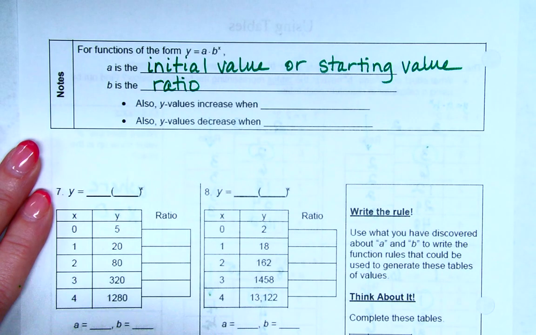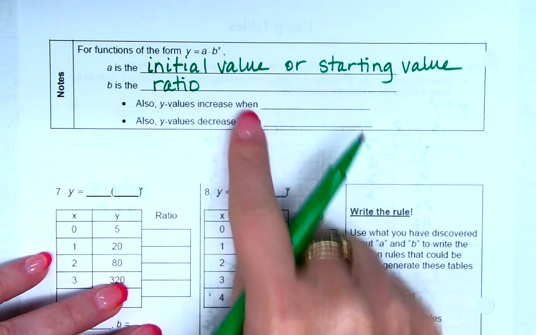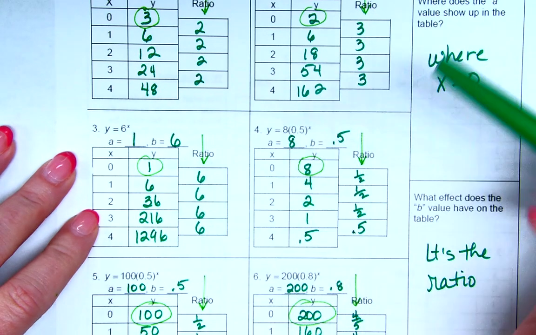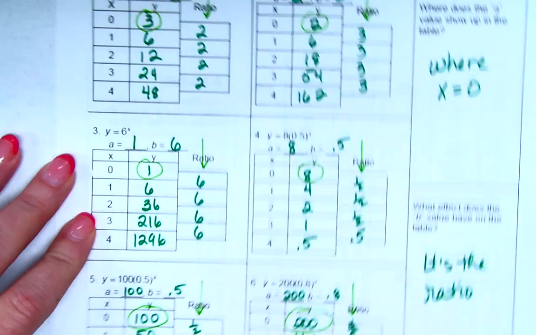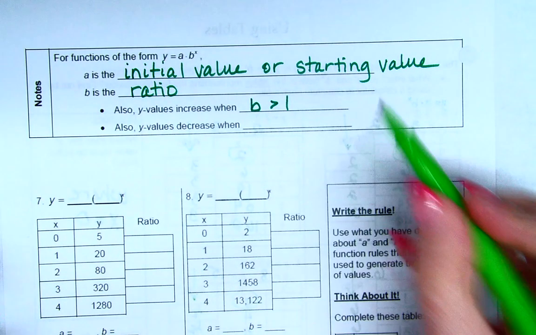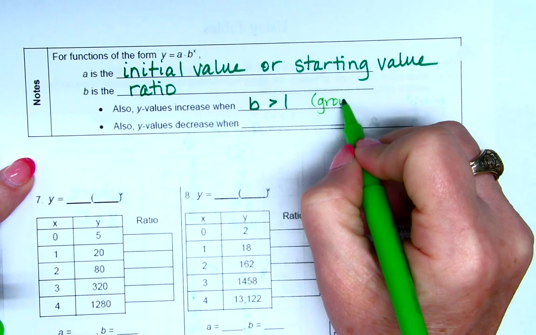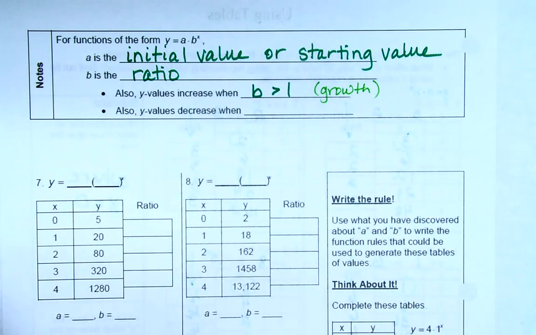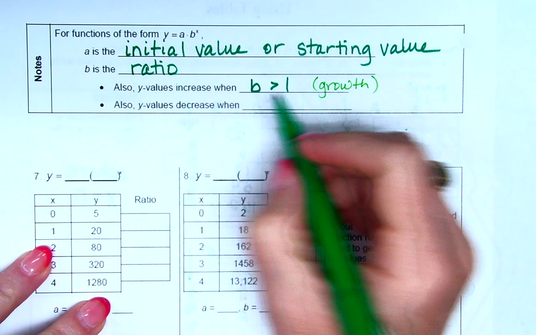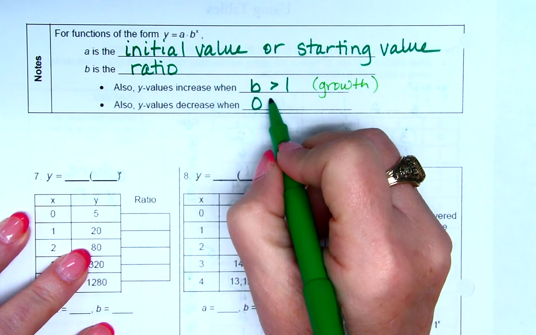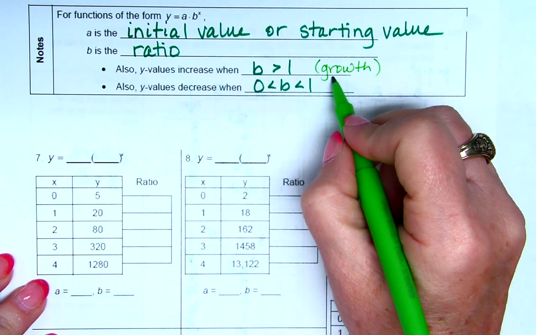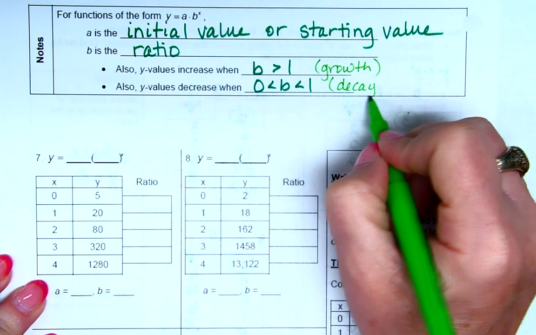Also, y values increase when? When are y values increasing? When b is greater than 1. And then I heard someone else say that's when it is growth. Excellent. When are y values decreasing? When b is less than 1 but greater than 0. Very good. We also have been calling that decay. Very good.